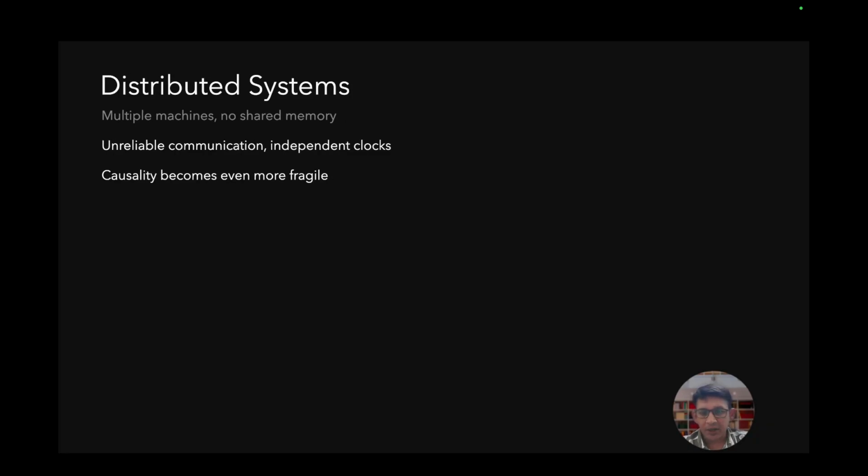Now let's look at the fundamental challenges specifically with respect to distributed systems. Now when you extend this across networks, multiple machines, no shared memory, unreliable communication, and independent clocks, causality becomes even more fragile. You can't use locks across networks reliably. Message delays are unbounded. Messages can be lost, duplicated, or reordered.